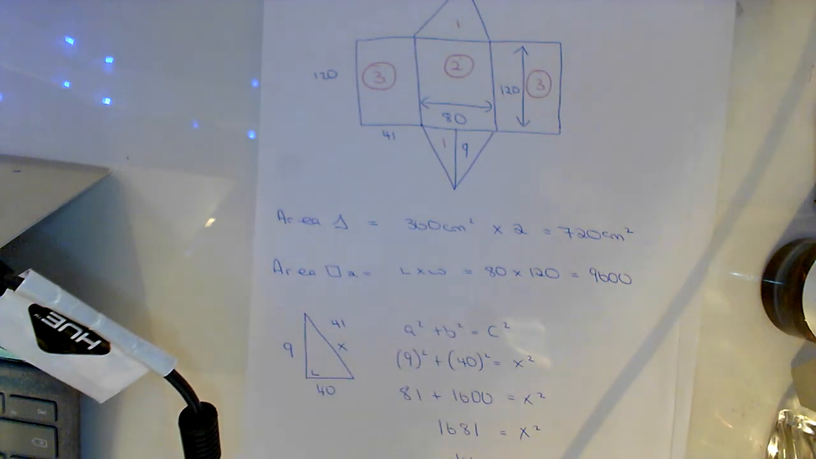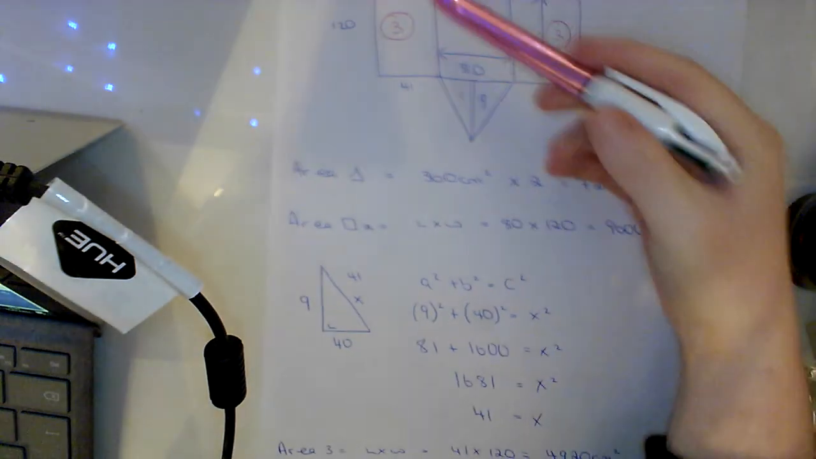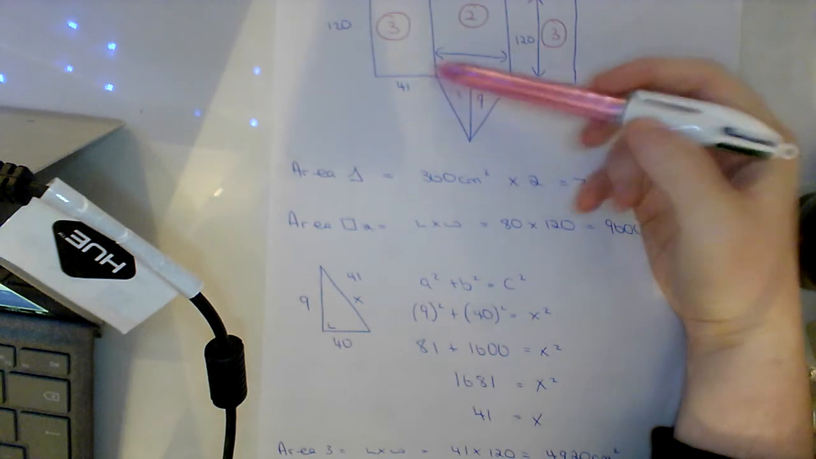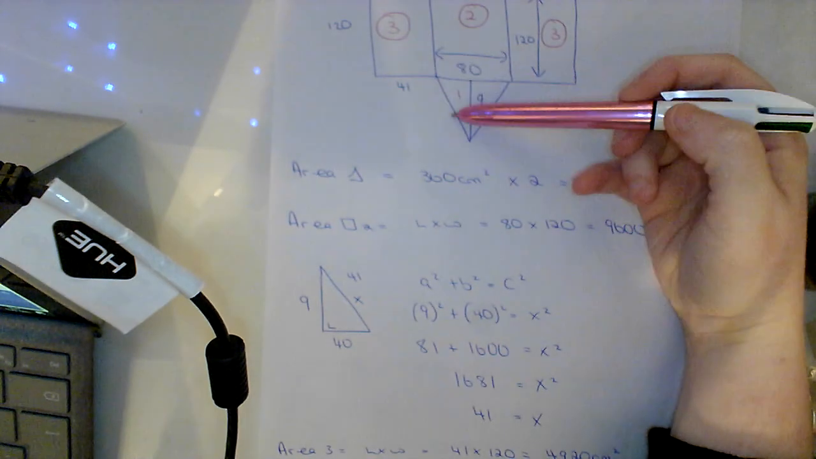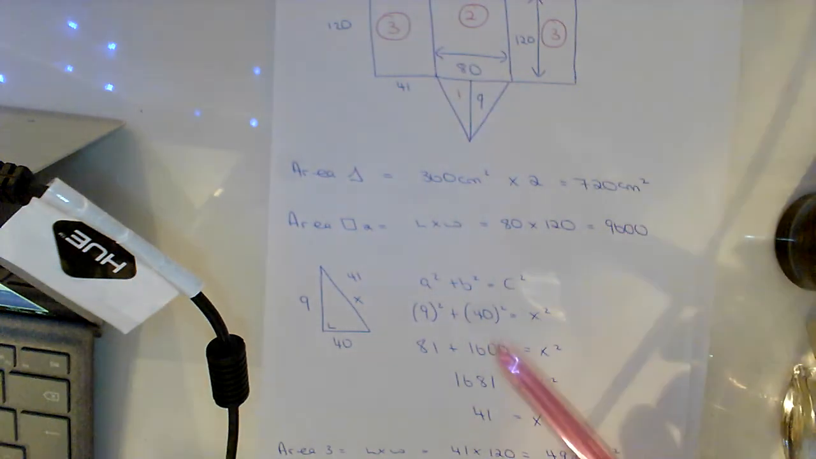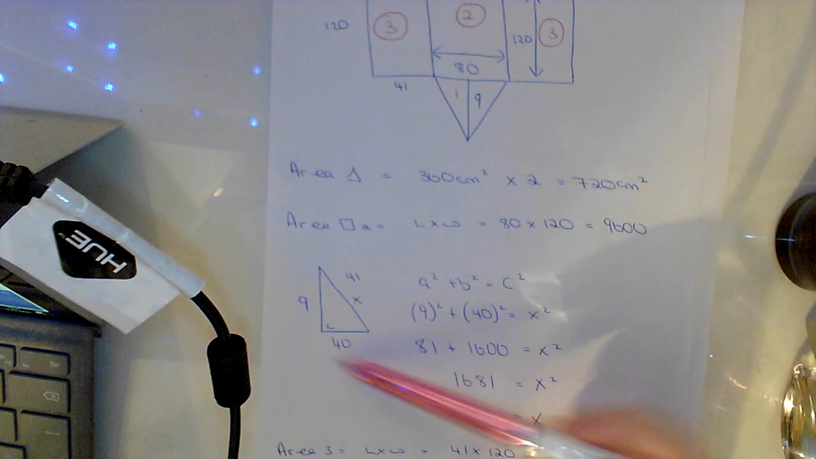Then I need to get the area of one of my rectangles. I know that this here is 120, but I don't know what this is. But as I explained earlier, this is the same height here. I have my right triangle, I split it into 2. So the base is actually going to be 40. My perpendicular height is still 9. I'm looking for my x.